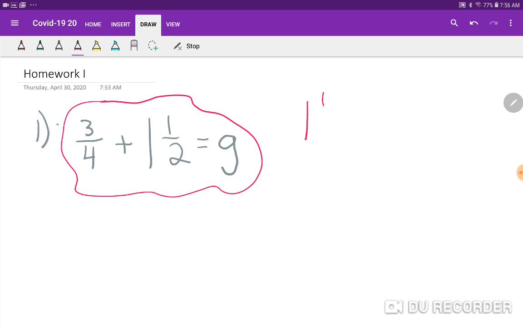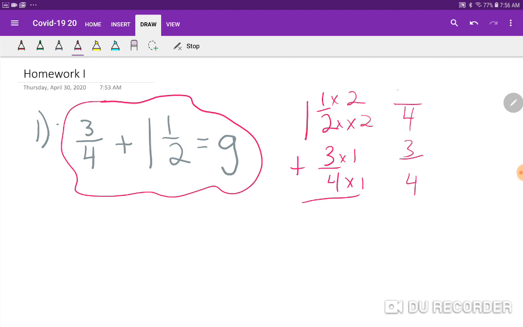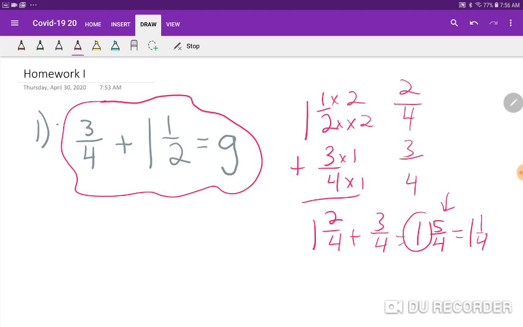Let's stack it. 1.5 plus 3/4. Fraction bar far away. Common denominator is 4. We're going to make an equivalent fraction here by multiplying by 1. Multiplying by 2. Let's write it sideways. 1 and 2/4 plus 3/4 equals 1 and 5/4. And as we know, this is a fraction greater than 1. So what's 5 divided by 4? 1 and 1/4 plus the other 1 and 1/2.